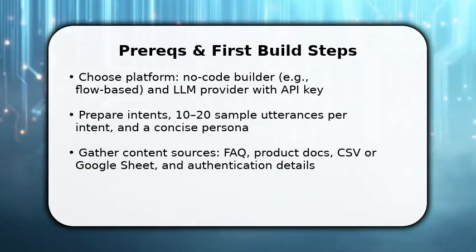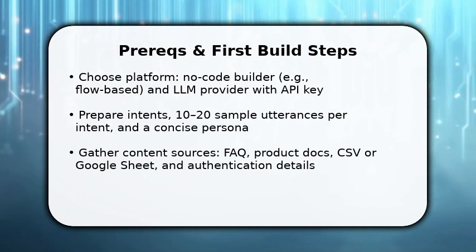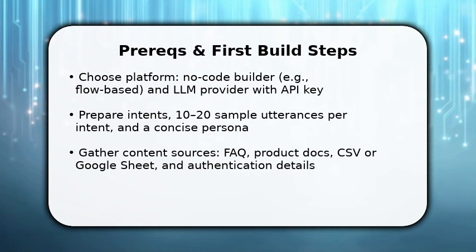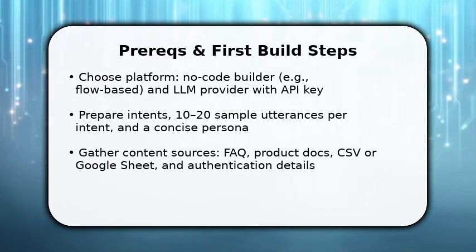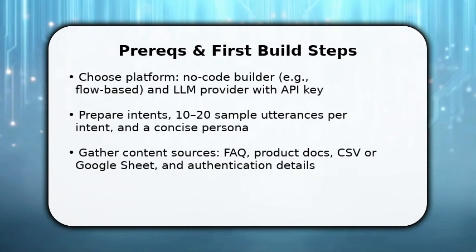Next, link your content sources. A single Google Sheet or CSV is enough to seed responses and retrieval. Make sure to store your API key securely and set a simple persona for tone. These first steps let you iterate quickly and avoid major refactors later.